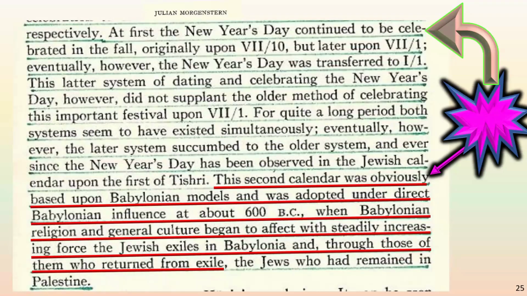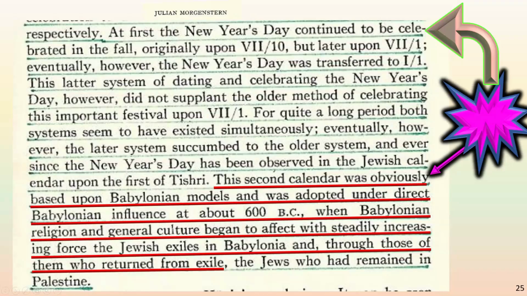30 days, respectively. At first, the New Year's Day continued to be celebrated in the fall, originally upon the 7th month and the 10th day, but later they moved it to the 7th month and the 1st day. And eventually, however, that New Year's Day was transformed to the 1st month and the 1st day. So you can see right there is a lot of movement with their calendar, a lot of switching around.